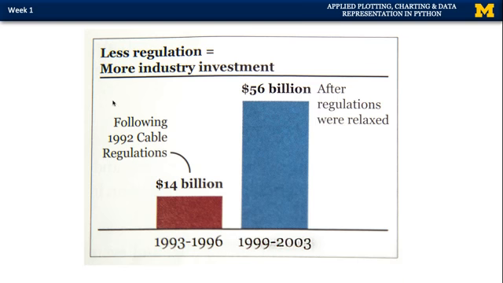For example, this data shows less regulation is equal to more industry investment. From 1993 to 1996, when there was the 1992 cable regulation, industry investment was 14 billion. But after regulation was relaxed, probably somewhere in 1999, the investment increased from this to this billion.